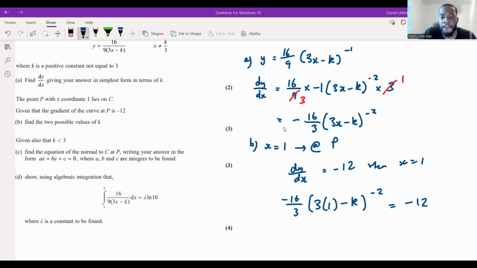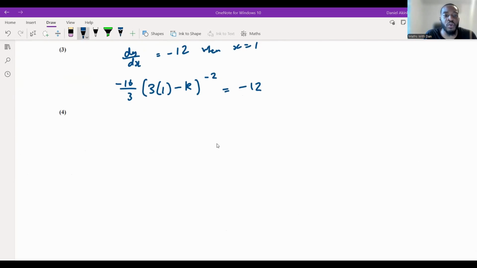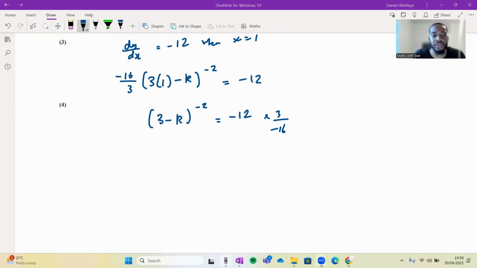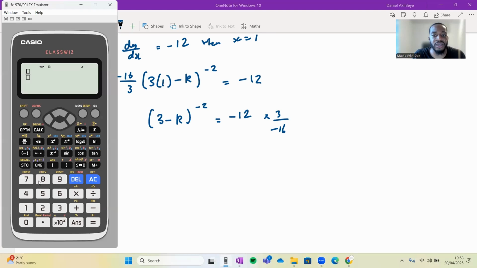Yeah, good stuff. Brilliant. So just solving this now, what would happen here? The inside bracket is just going to be (3 minus k) to the minus 2. To get rid of this, I'm going to times by 3 and divide by minus 16, isn't it? So I'll do that on my calculator. Minus 12, and we're going to times by 3 over minus 16, see what we get. The two negatives are going to cancel, aren't they? So it'll be 12 times 3 over 16. You guys can see my calculator? 3 over 16. I get 9 over 4.